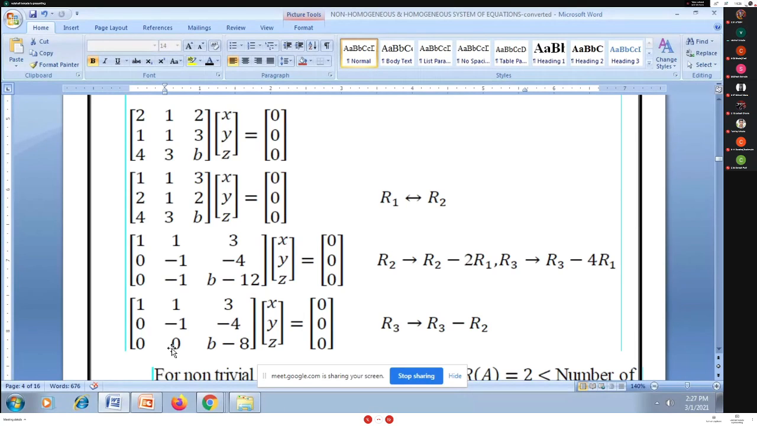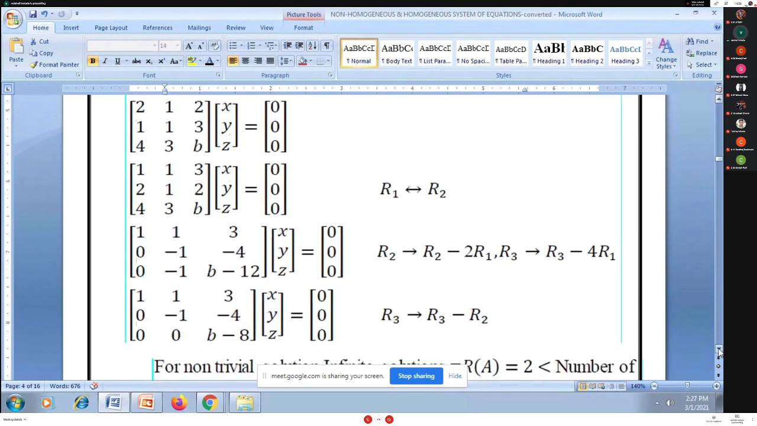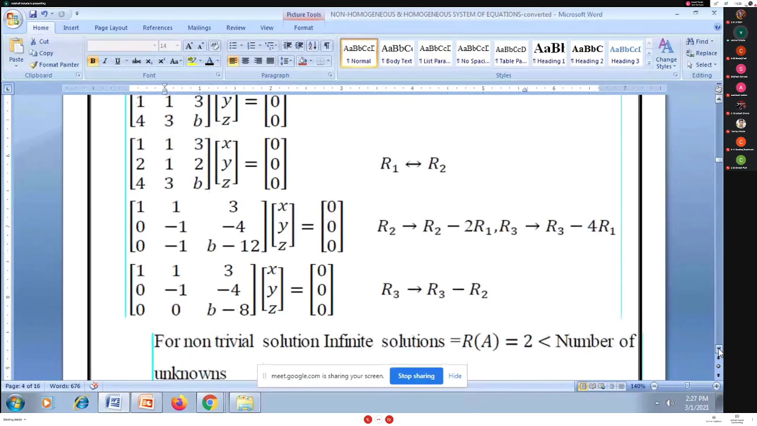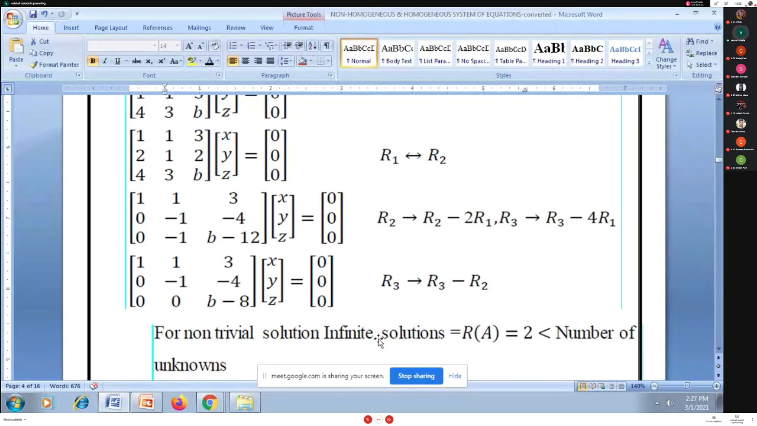Here I have to remember that I require a non-trivial solution. For a non-trivial solution, I am recalling the chart: I require the rank of A to be less than the number of unknowns. How many unknowns are here? I am having 3 unknowns. The rank of A should be less than 3, so the rank may be 3.